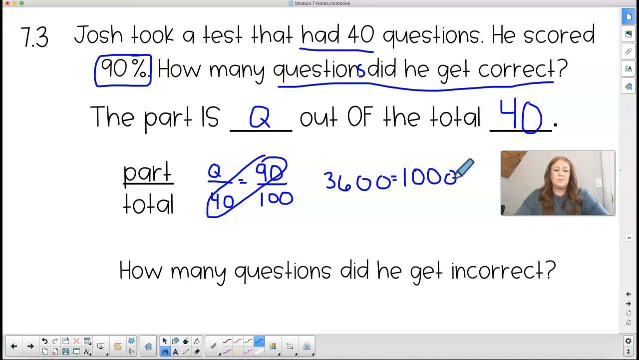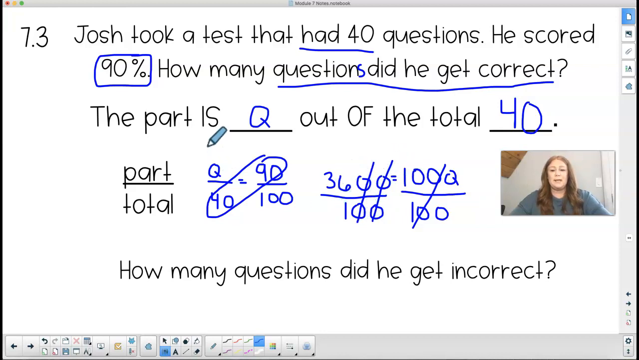So here's my Q. Now I want Q all by itself, so I need to do the opposite of multiply, which is to divide. So that cancels out. 100 divided by 100 is 1, so now I have one Q, and I need to do the same thing to the other side to keep my equation balanced. So these zeros match up, which means 36 divided by 1 is 36. So Josh got 36 questions out of 40 to get 90%.